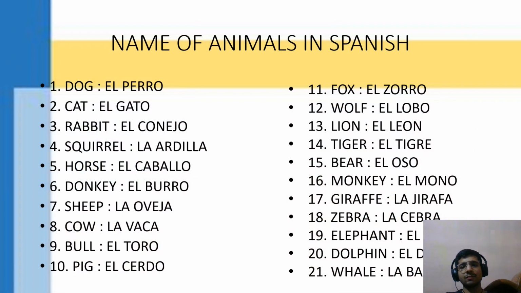Some examples are the names of animals in Spanish. For example, number 1 is dog. Here you will notice that in English it is only written dog, but in Spanish it is written el perro. What is el that comes before perro? El is the pronoun used for the perro, which is dog. So el is a pronoun used for a masculine noun. El perro, cat, el gato, rabbit, el conejo.